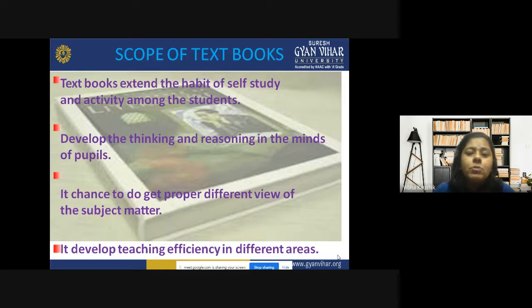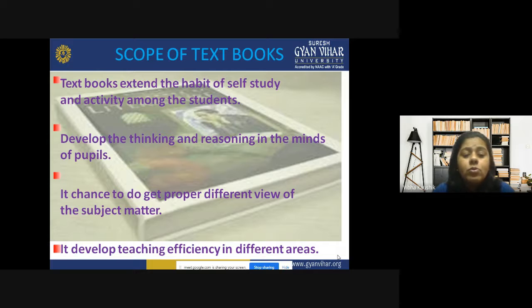Now, scope of textbook. Textbooks extend the habit of self-study and activity among the students. Means it will develop the habit of self-study among the learners. The learners will develop the habit of self-learning, self-study, and activities. It develops thinking and reasoning in the minds of people. The textbook will help to develop the thinking and reasoning abilities of the students.